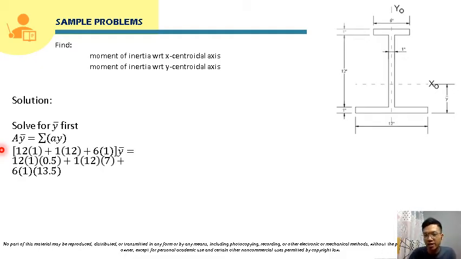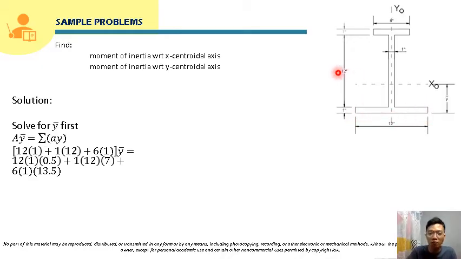So the total area for this composite figure will be the area of this rectangle. So the dimension of this rectangle is 6 by 1. Okay, so for this rectangle, the dimension is 1 by 12. And then for this rectangle, the dimension is 12 by 1.